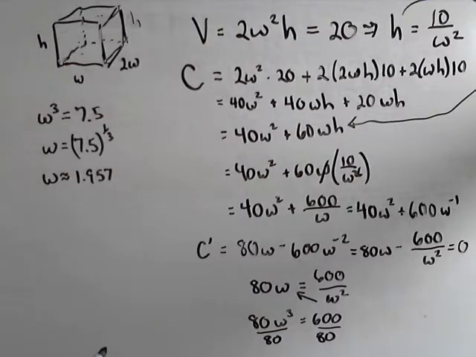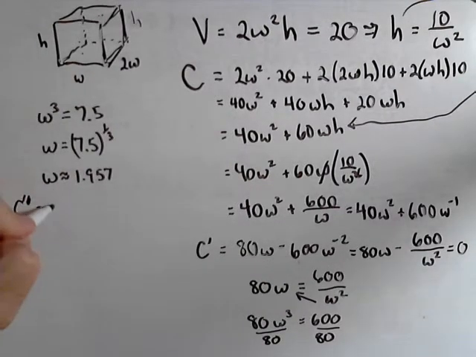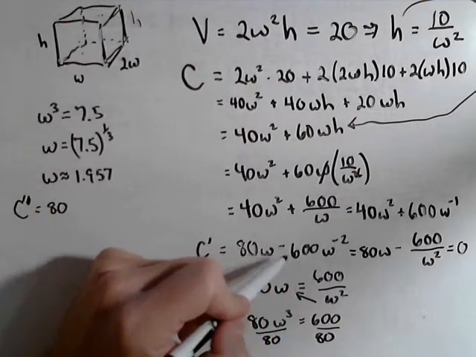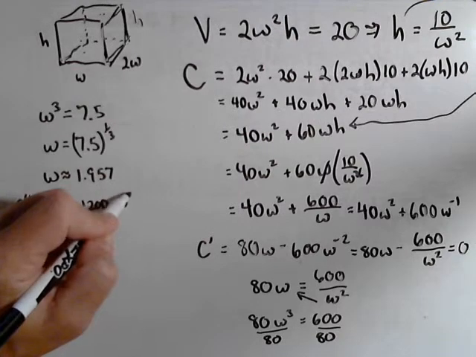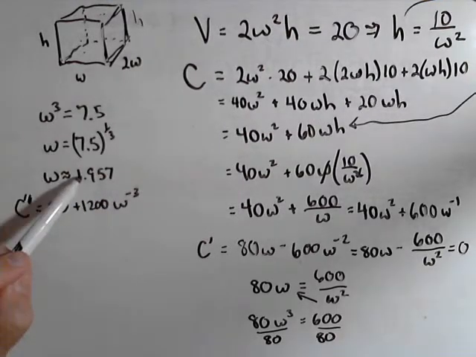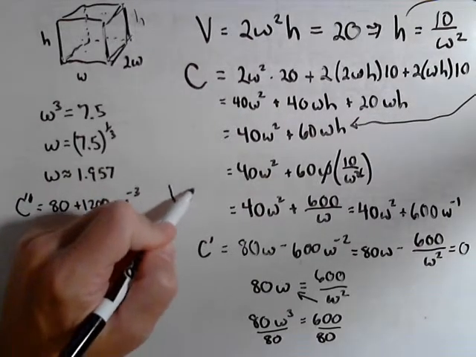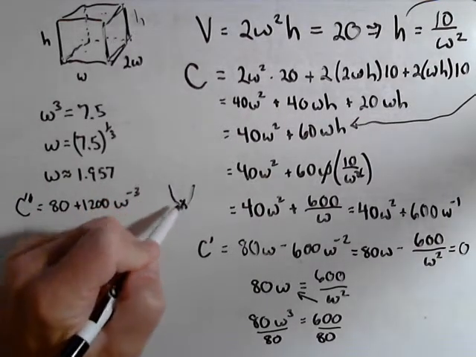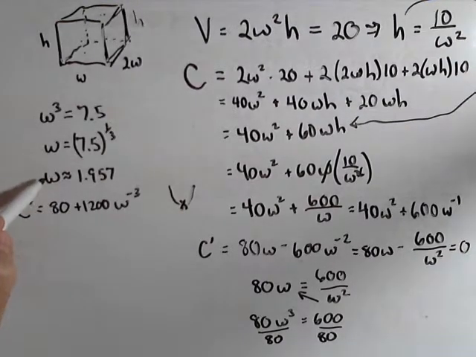Okay. Now, we do need to decide whether or not this is a min or a max. And I think it's going to be probably just as easy to use the second derivative test. So let's find C double prime. So the derivative of this guy. So that's 80. Bring the negative 2 down, so we got plus 1200W to the negative 3. So if I plug in 1.95, that's going to be positive, which tells me it's concave up, which tells me I have a minimum because it's got to sit at the bottom. So this value for W does minimize my cost.